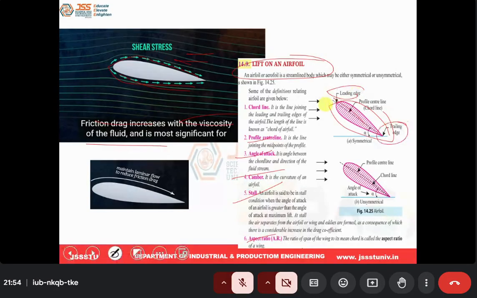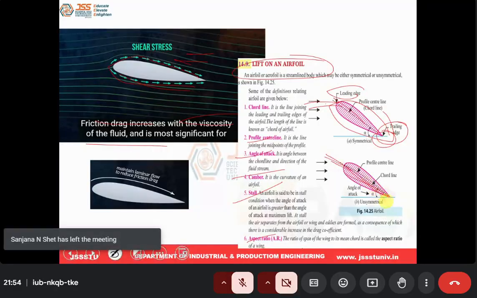Keep this in mind, all these are terminology that they use in aerodynamics. Leading edge means where the air enters, that is called the leading edge. Trailing edge means where the air exits, that is called the trailing edge. And center line means the line which passes through the center of this profile. And chord means this one, this is the chord.